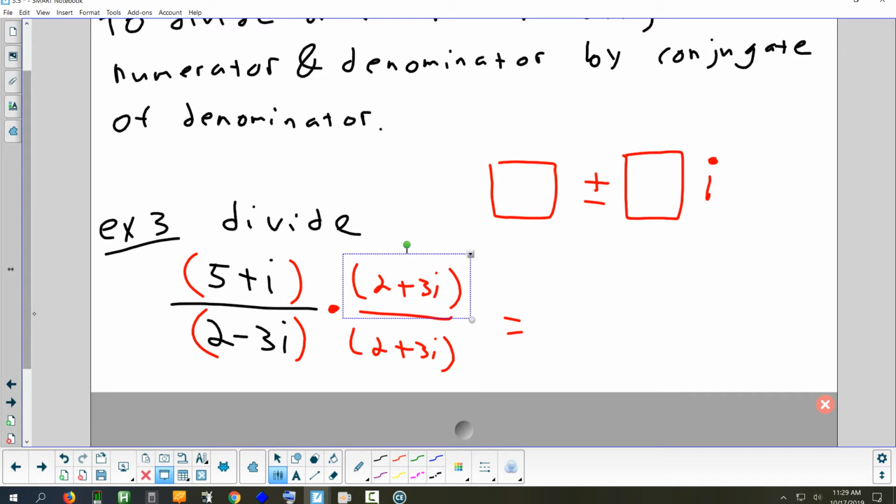So 5 times 2 gives me 10. And let's do this at the same time. 5 times 3i, 15i. 15i plus 2 more, so 17i. And now the last part. i times 3i is 3i squared. And what number is that, when you simplify that whole thing? -3.